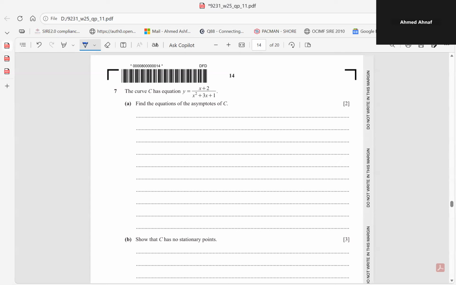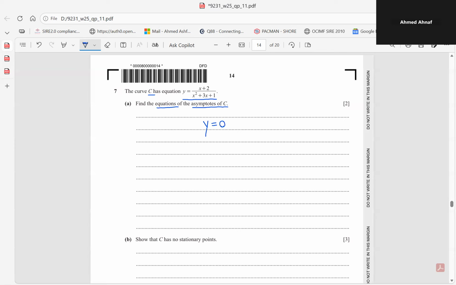Okay, so for this question, we're told that the curve C has this equation. So curve C is a rational function. For the first part, we're told to find the equations of the asymptotes of C. So for the horizontal asymptote, check whether the rational function is a proper fraction or an improper fraction. Since it's a proper fraction, the horizontal asymptote will just be y equals 0.